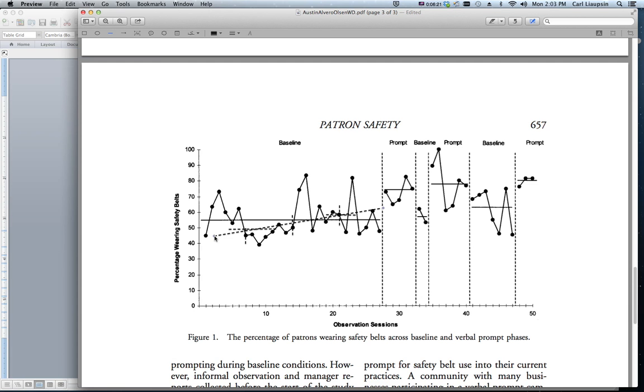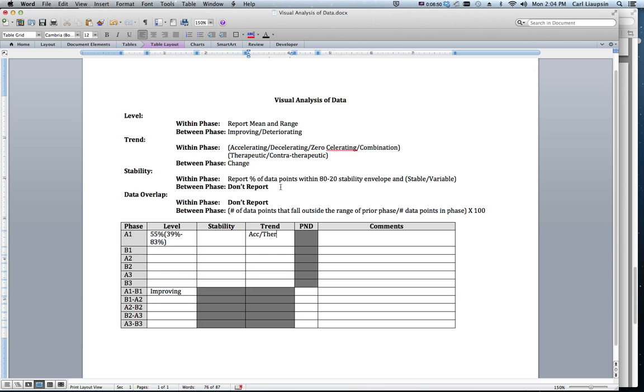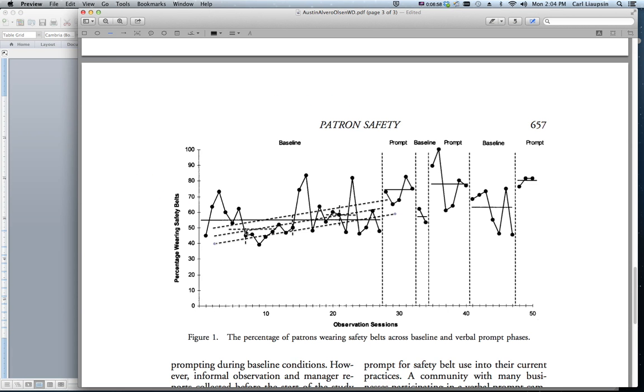So just about at about 45, let's say, start our line at 50. And 40, maybe a little below. Give them a break on that one. And for stability, we want to determine the data points within the 80-20 stability envelope. So how stable is that data?